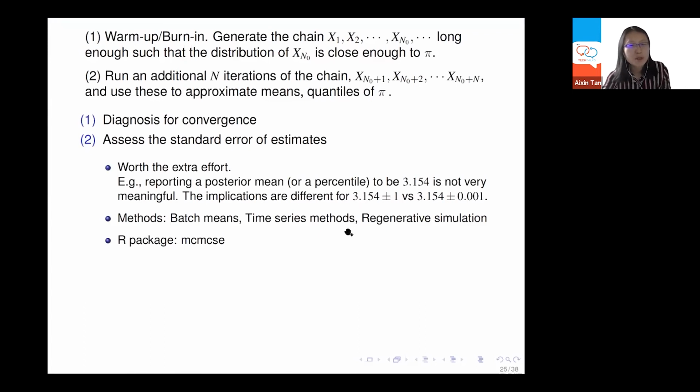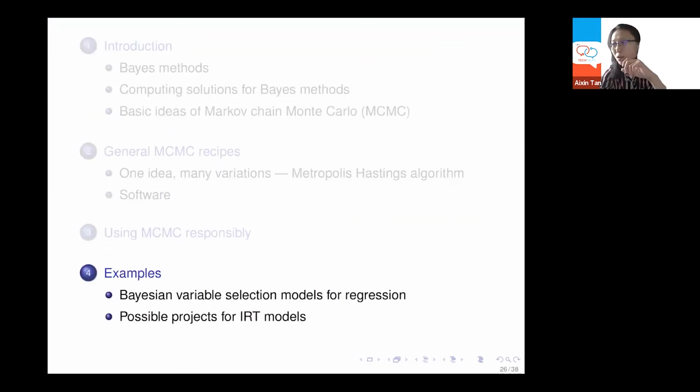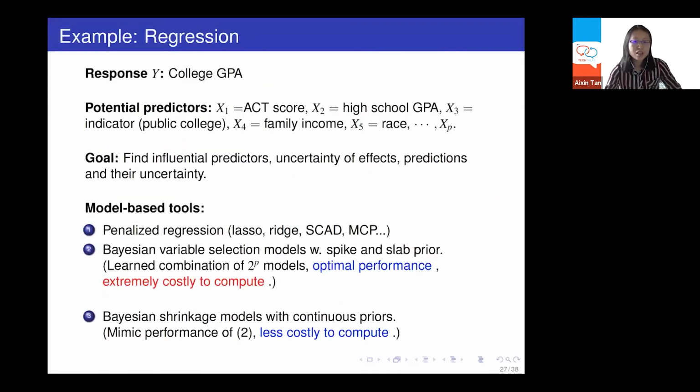And there are some software that allow you to estimate the standard error. Okay, I think I'll maybe use 2 minutes each on the examples. The first one is Bayesian regression. It's work my student Ray Jin did for his PhD dissertation. He is graduating this month.